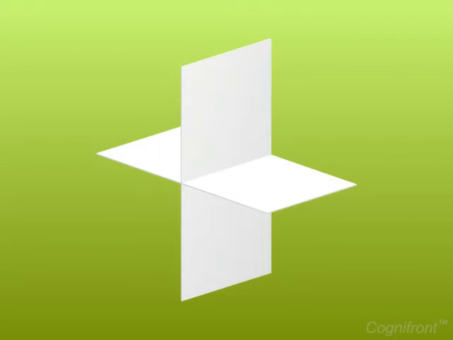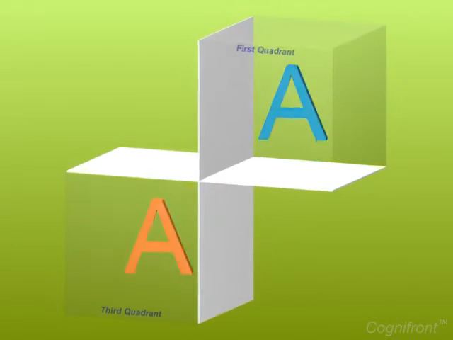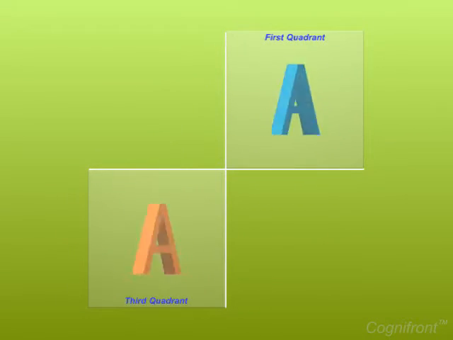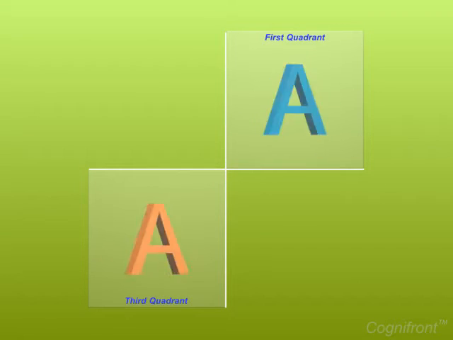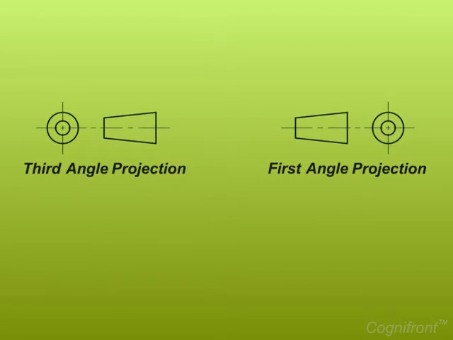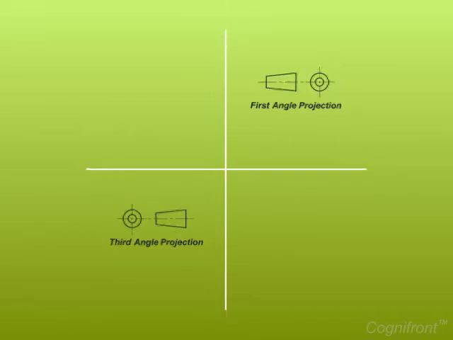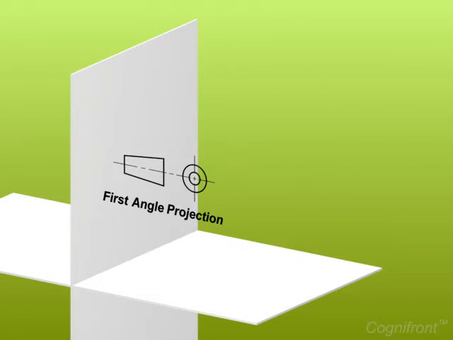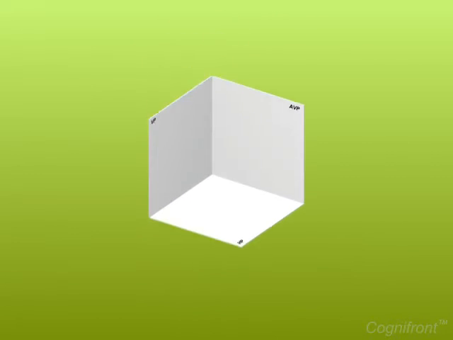Hello friends, we'll now learn to create orthogonal views of objects. First, let's sort out some conventions. There are two popular projection methods, first angle and third angle, shown with these symbols. In practice, the first angle method of projection is widely used. So we will use the same.